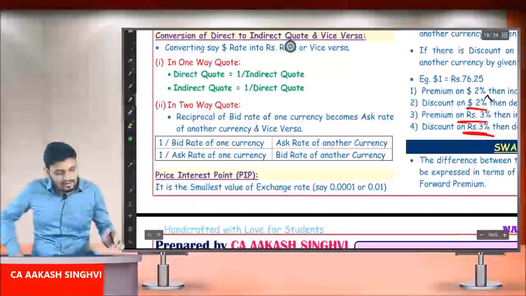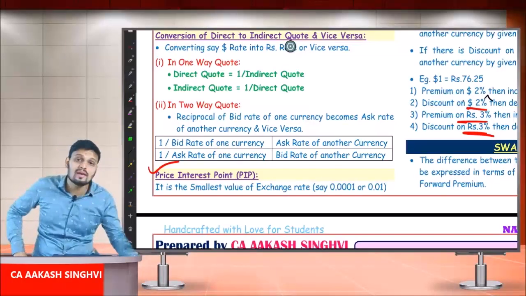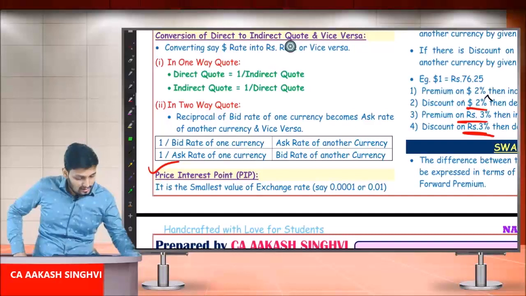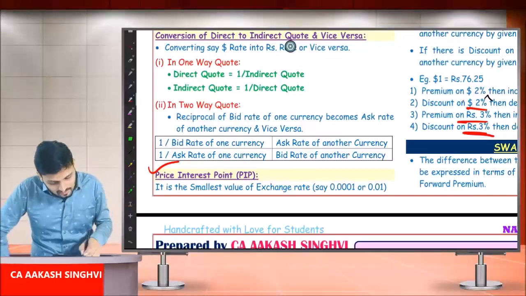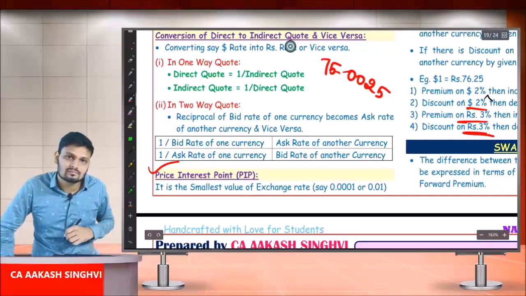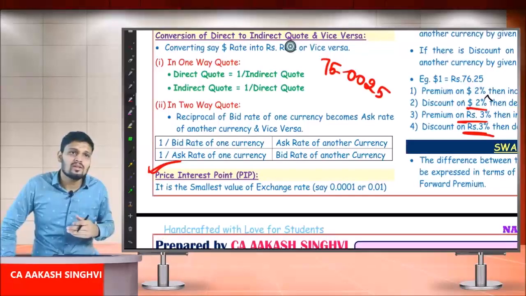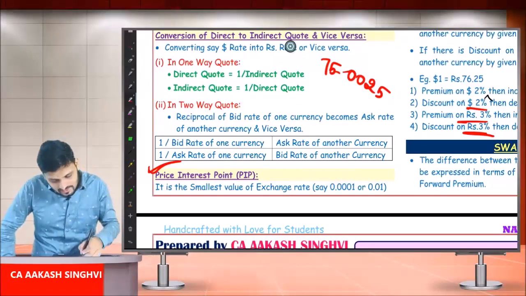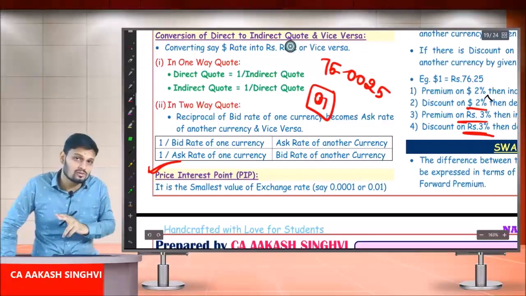There was one point I missed out here, price interest point. What is price interest point? In one of the examinations they have asked you based on PIP, price interest point. The smallest value of exchange rate, say 75.0025. And they have told that the price interest point will change by say 0.01. They have given you only two digits.